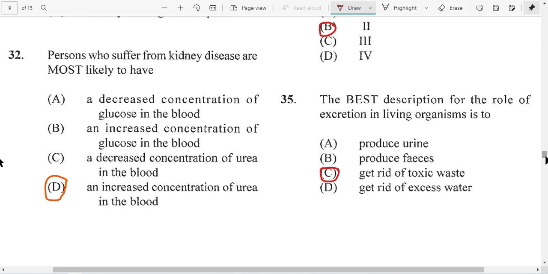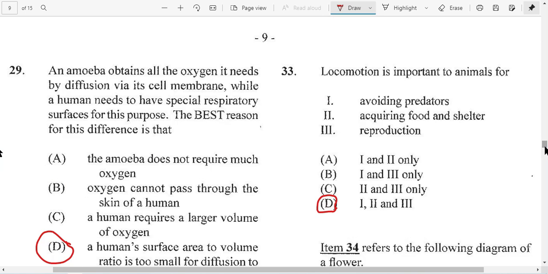Because we're dealing with the kidney. Question 33. Locomotion is important to animals for avoiding predators, acquiring food and shelter, reproduction. All will be true here. So for 33, your answer is going to be D.